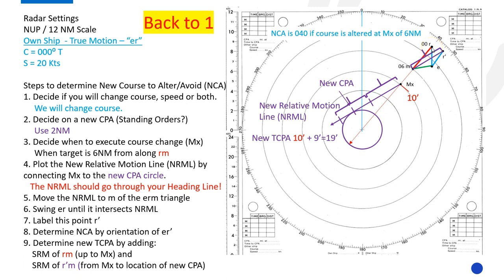So if the observation of R is made at noon, at 10 minutes past noon I would make my course change, and at 19 minutes past noon, we would be at our CPA.